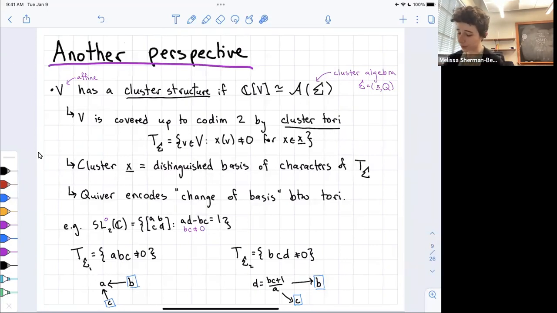From this perspective, in the example of SL2 circ, we have 2 cluster tori. The first one is where A, B, and C are non-zero. That was the variables from my first seed. And the second one is where B, C, and D are non-zero. That's the variables from my second seed.